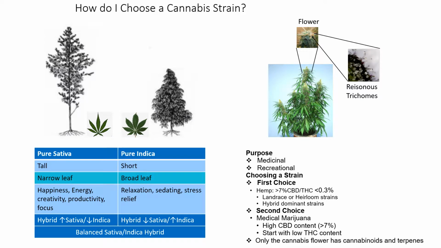How do I choose a cannabis strain? There are 4 questions you should answer before you choose your strain. What is the purpose for using cannabis? What are the differences between sativas, indicas, and hybrids? What CBD-THC ratio should you consider? And last but not least, which part of the plant should the CBD be extracted from?